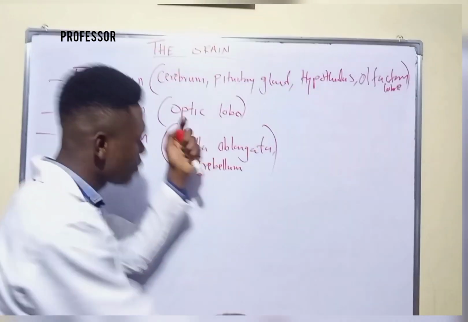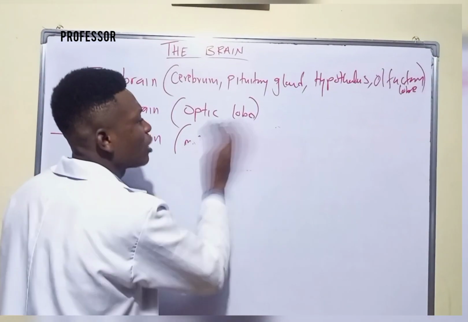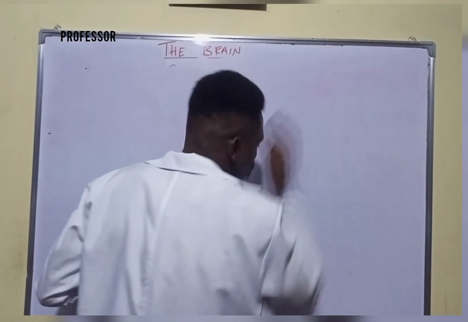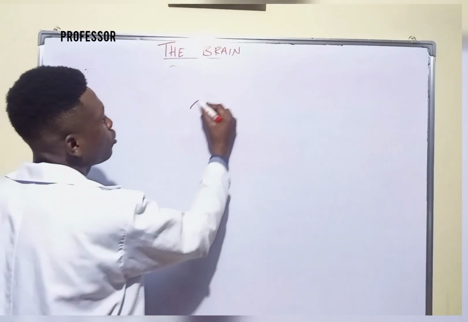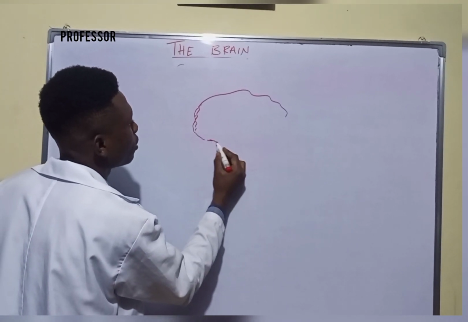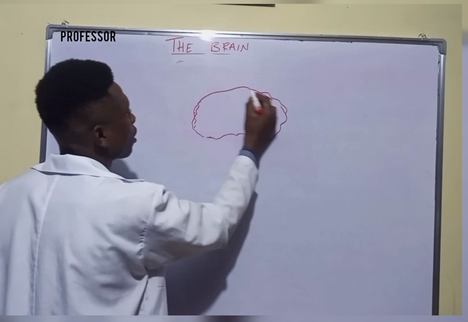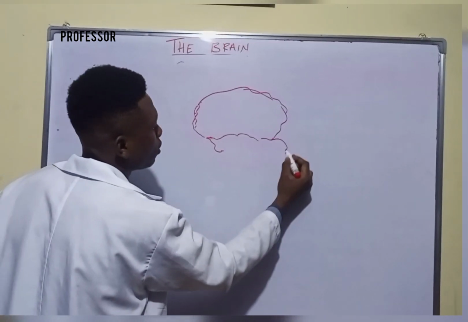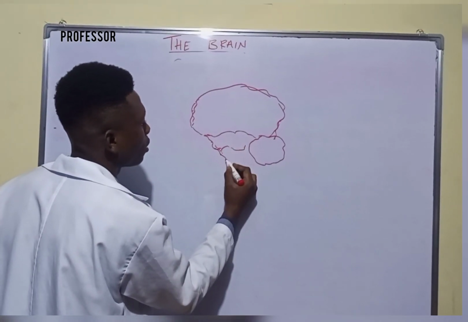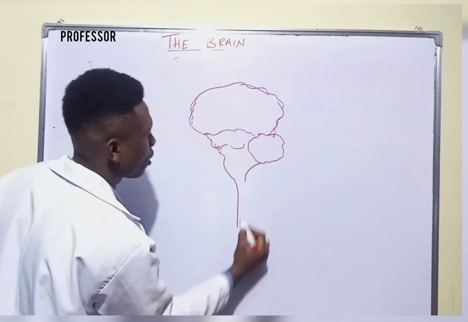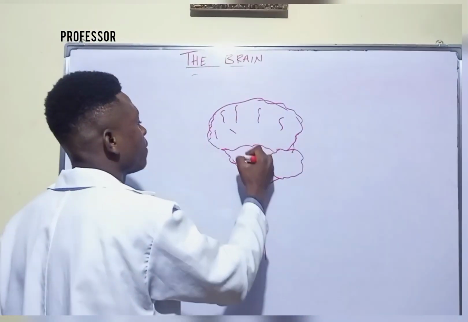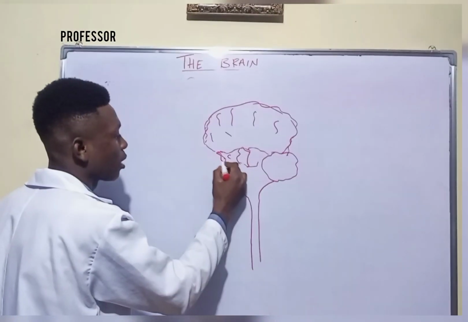As we are going to explain these regions, I want you to quickly understand their functions. When you draw a brain, don't worry about my drawing. This is what we call the brain.